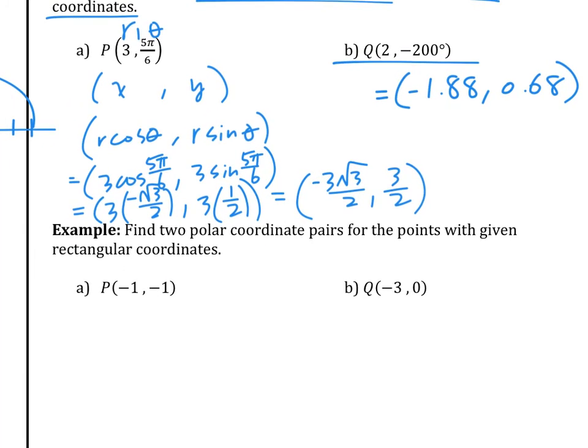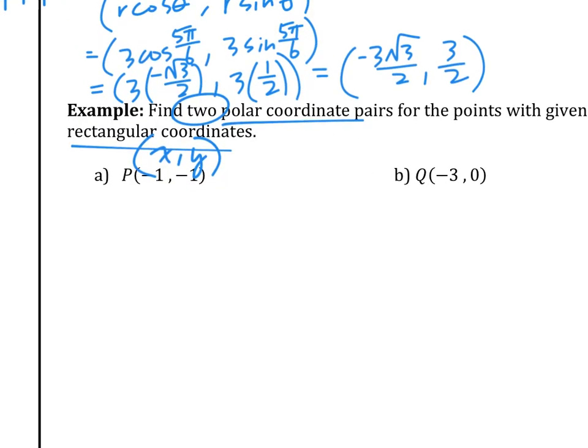Given a rectangular coordinate, so this is an xy. Make sure you read the question or else you might be confused what they are giving you. You want to find two polar coordinate pairs. All right, the first thing you want to do is just try to figure out where your point is. Negative 1, negative 1.